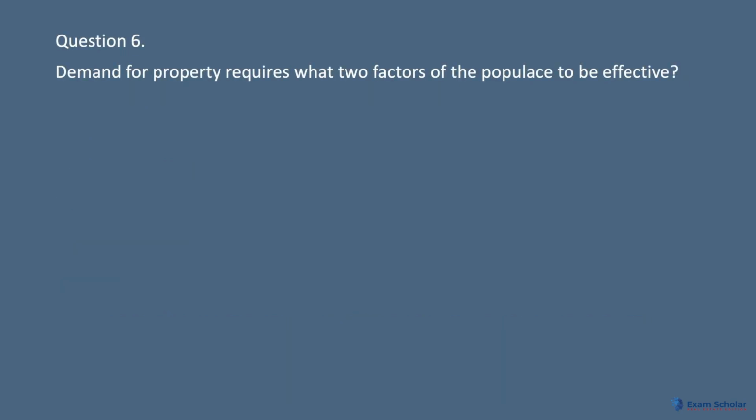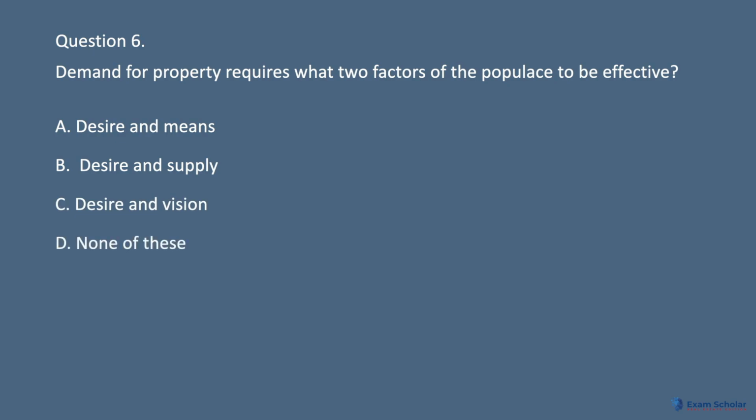Question 6. Demand for property requires what two factors of the populace to be effective? A. Desire and means. B. Desire and supply. C. Desire and vision. D. None of these. Answer. A. In order for demand to be effective, the population must not only have the desire but also the financial means to purchase property.